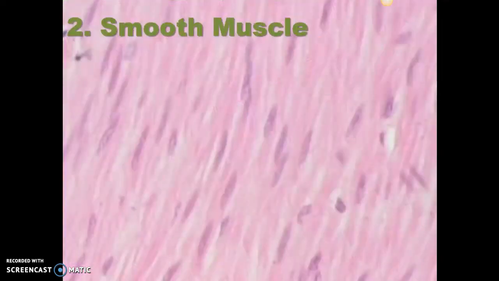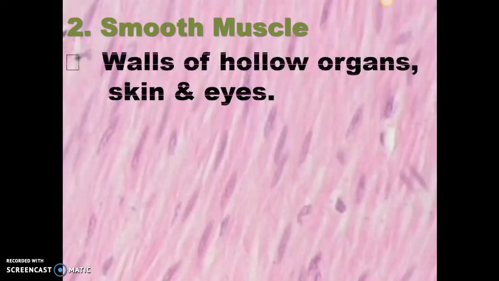Smooth muscle, look at that. That's smooth, baby. You don't see the striations. And they're small, spindle-shaped little cells, but they're all next to each other. So those line the walls of hollow organs like your esophagus and your intestines, your skin and your eyes.